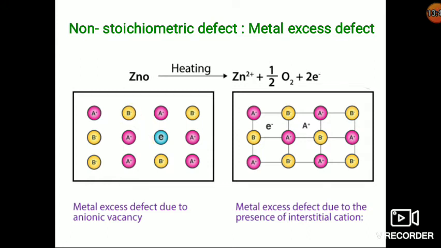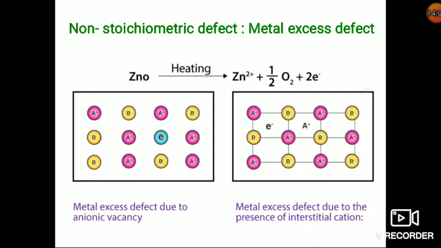So, metal excess defect due to anionic vacancy. An anionic vacancy is created, which is captured by an electron. So some imperfection happens here and it is called metal excess defect. Here the metal is more than the anion. Next category is metal excess defect due to the presence of interstitial cation.